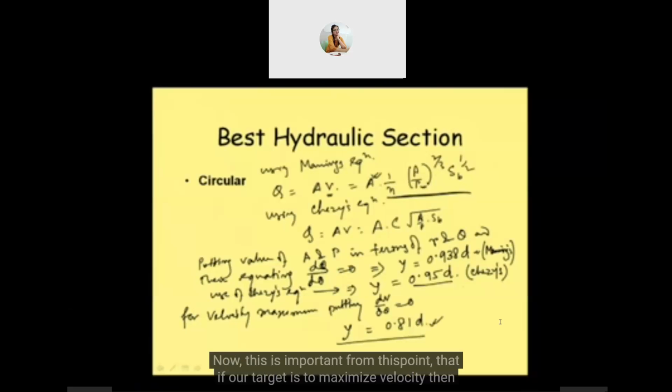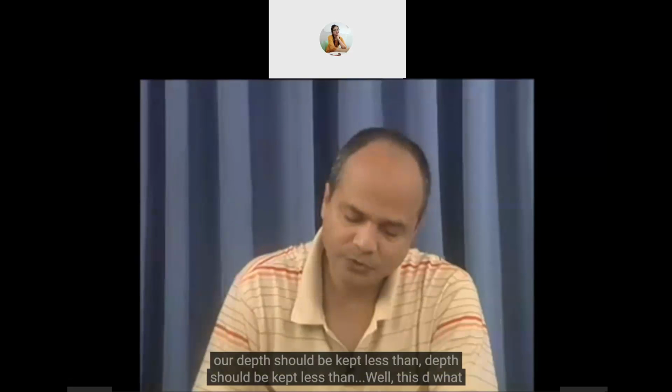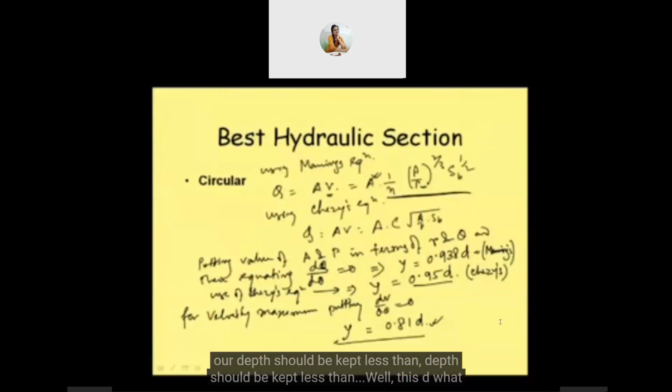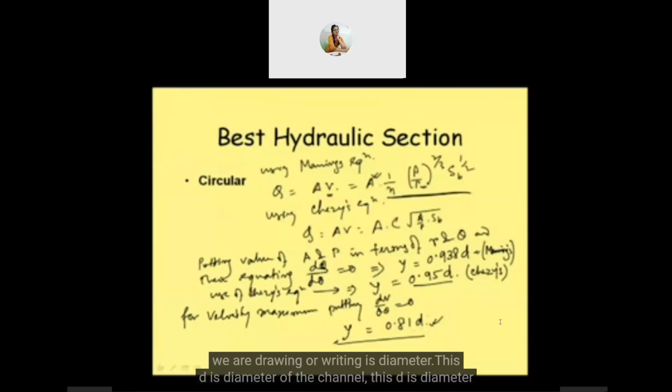Now, this is important from this point: if our target is to maximize velocity, then our depth should be kept less than that. Well, this d, what we are writing, is the diameter of the channel. This d is the diameter of the channel.